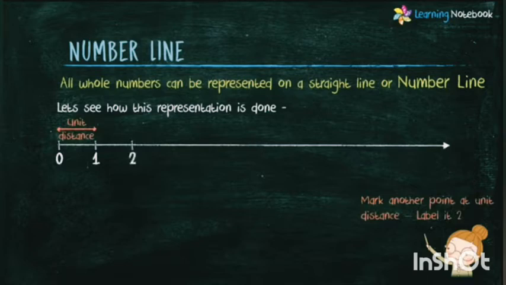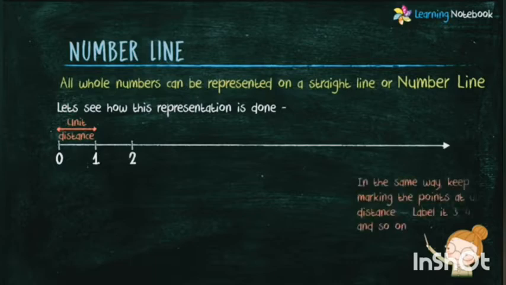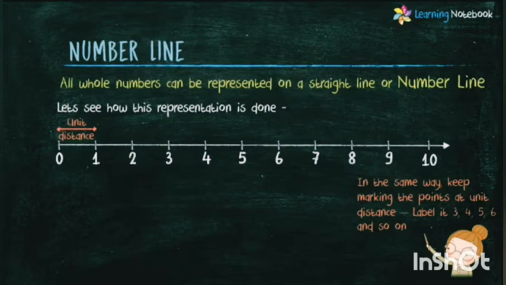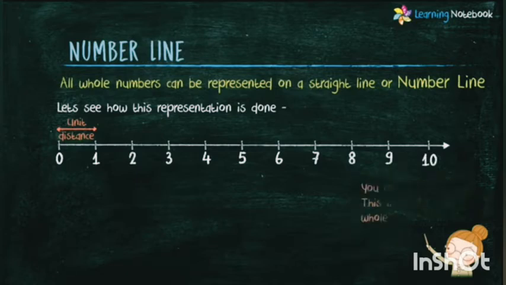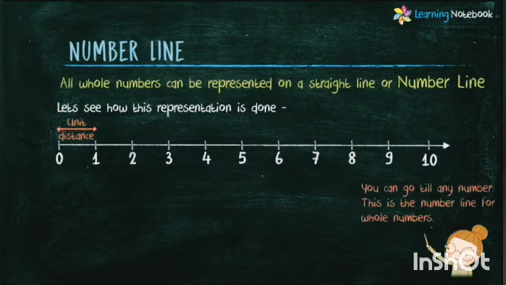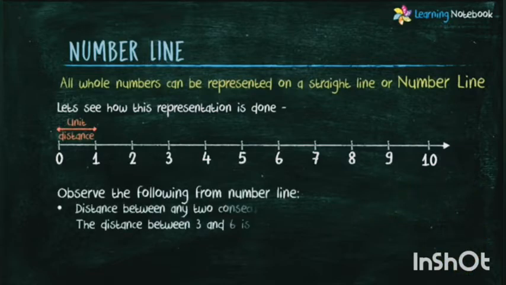Mark the second point and label it as 1. So here is the unit distance. What is unit distance? Unit distance is the same distance which we took from 0 to 1. So students, in the same way, keep marking the points at unit distance. Label them as 3, 4, 5, 6 and so on. You can go till any number. This is the number line for whole numbers.